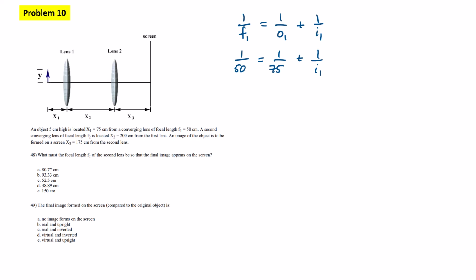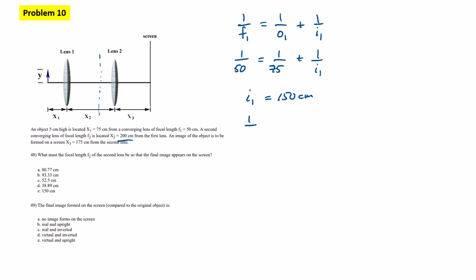All right, so we bring that onto the other side. You solve for I1, and I should get I1 equal to 150 centimeters. All right, so 150 centimeters is going to be, say, right around here, right? Because this whole distance here is 200 centimeters. What else? Well, once I have that, now this image becomes the object of the second lens.